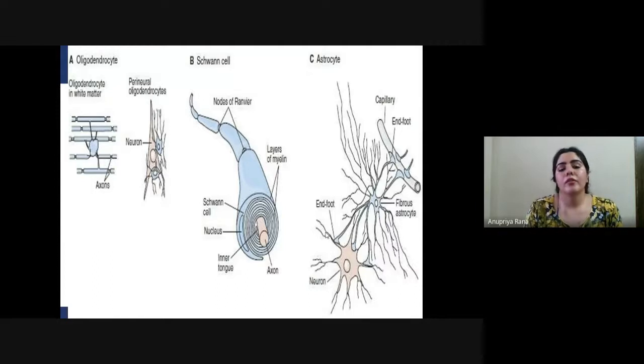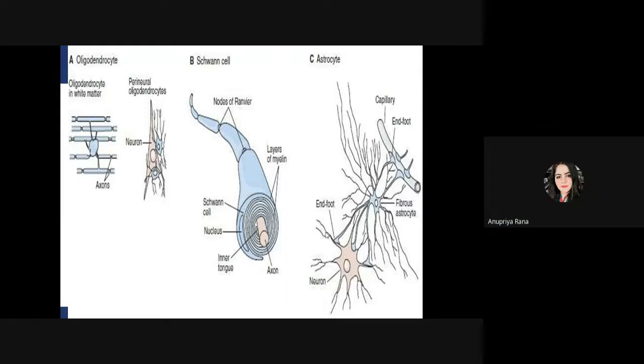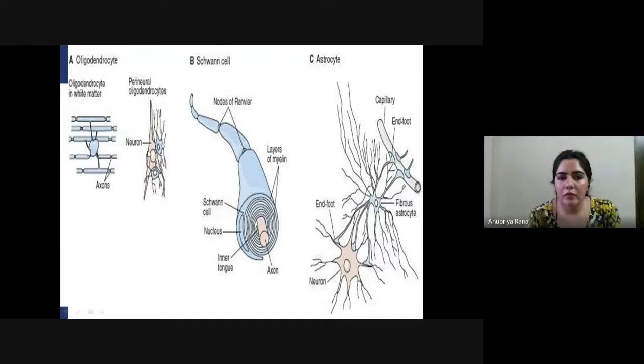Now there are these three diagrams presenting the oligodendrocyte, the neuron cell, and the astrocyte. You can see the oligodendrocytes. This is the structure of the axon, and as we are talking about the oligodendrocyte, they must be present in the central nervous system axon. They are present inside the central nervous system axon, and that is their key feature.